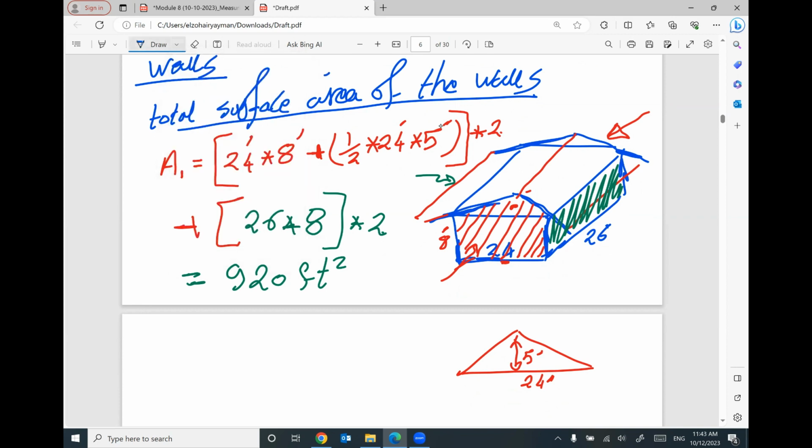I think I need to multiply this whole number by 2. I think it will be 1,840 square feet. Do you know why?